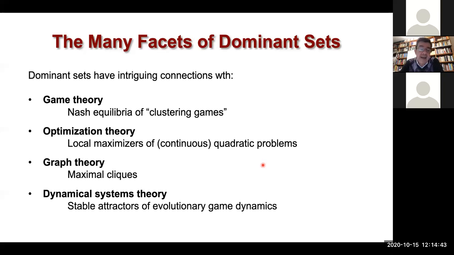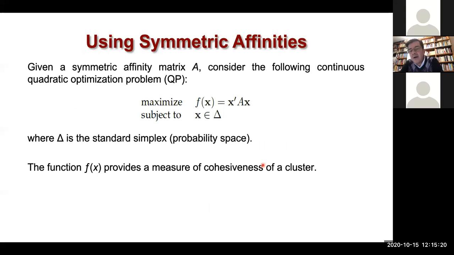And finally, there is a very nice connection with dynamical systems theory, because we can show that dominant sets are in one-to-one correspondence with stable attractors, meaning asymptotically stable points, of a class of game dynamics introduced in evolutionary game theory. Of course, I don't have time to explain all these connections now. If you are interested, you might want to have a look at a recent review paper that we published 3 years ago in the European Journal of Operational Research, which contains all the details. Now I want to focus on one of these connections, the connection with optimization theory.